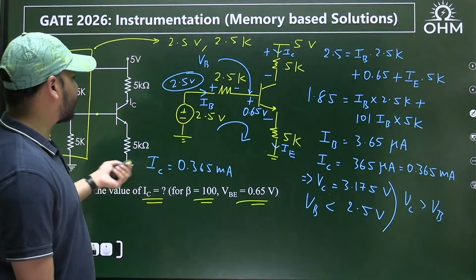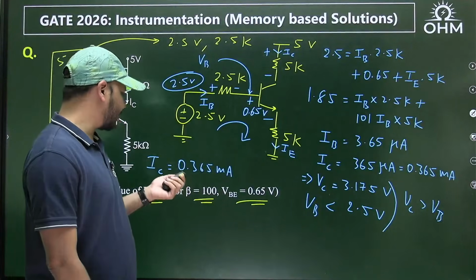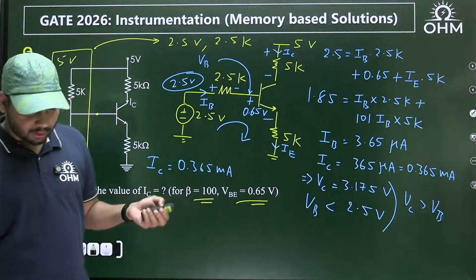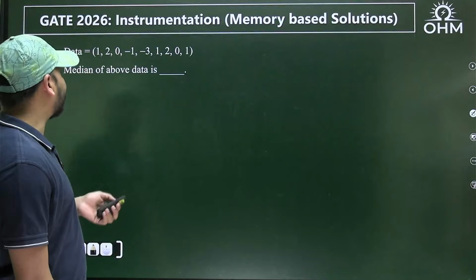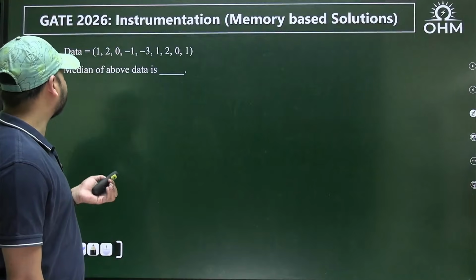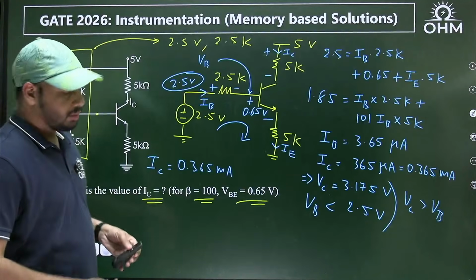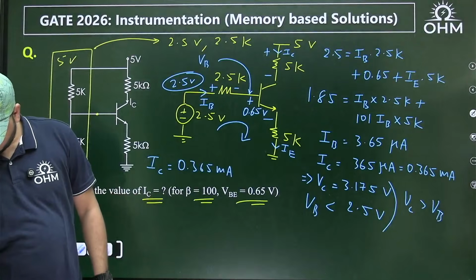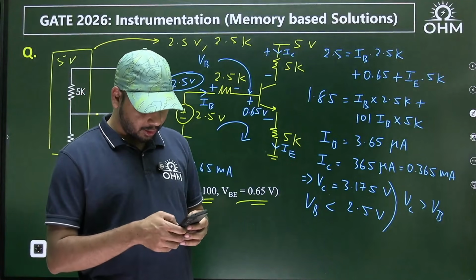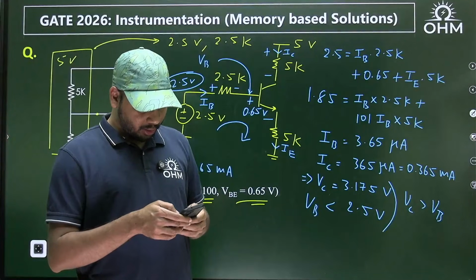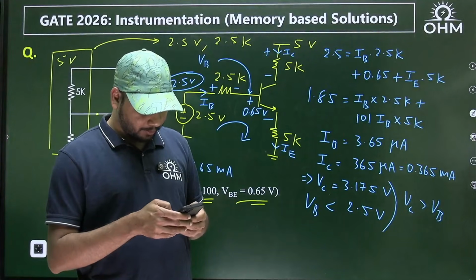So this is that transistor question for which the answer is 0.365. Okay, there is a question on statistics. On my WhatsApp, I actually received a question from one of my students.